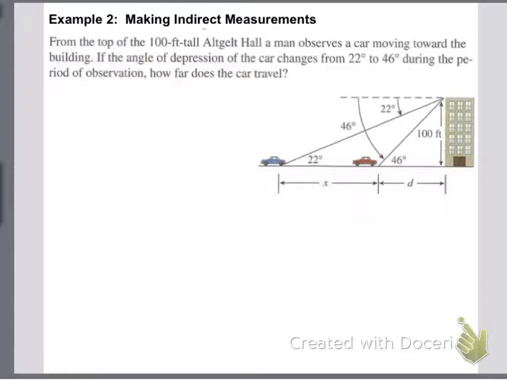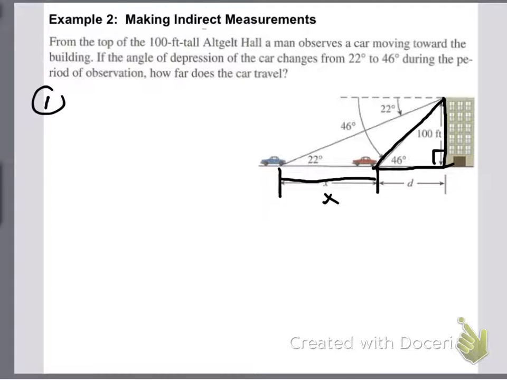How far does the car travel? So this is what we're trying to find. That's x. Now, the first thing I should probably do is solve for d. Find out how far it is from where the car is now to where the building's at. So I'm going to use this right triangle first.